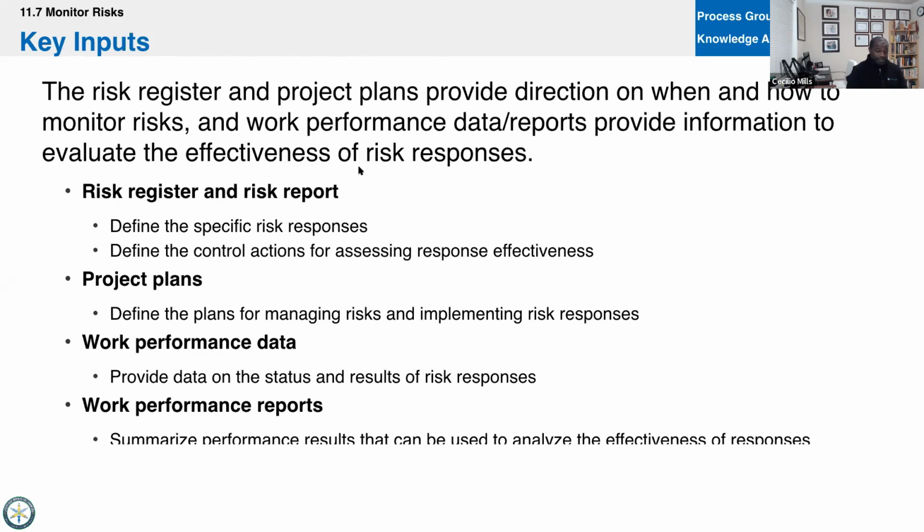Good. Now, the risk report is just going to say the response was effective or it wasn't effective, and we ended up using this much money and next time we'll make a change. Remember, the report is sort of the summary, but the registers have all the detailed information: this is exactly what we're going to do, this is what we did, here's the effectiveness. The project plans, work performance data, and work performance reports, we take all that into account.